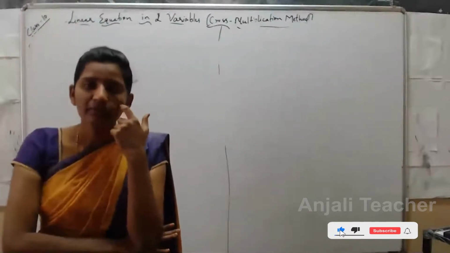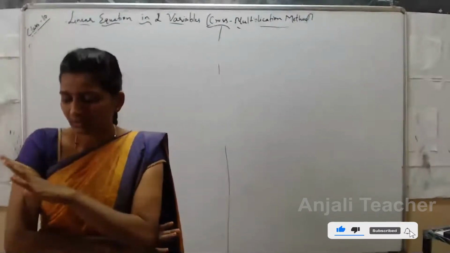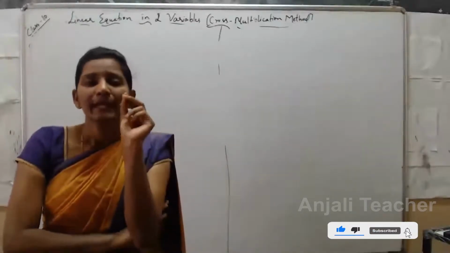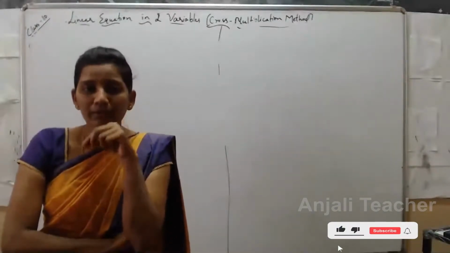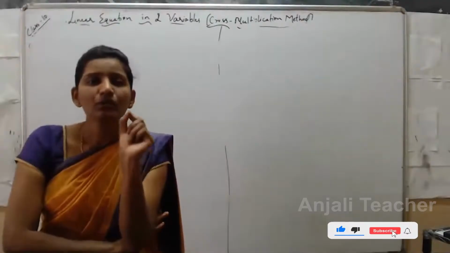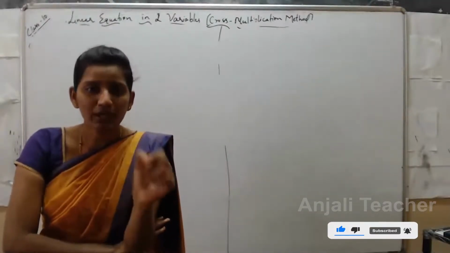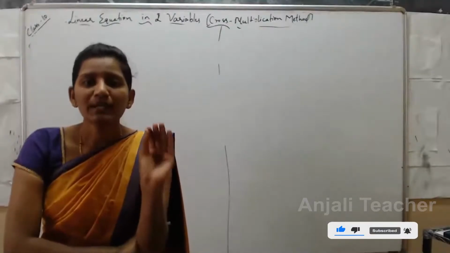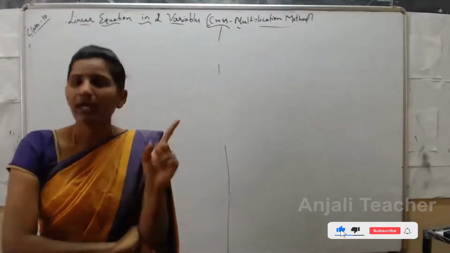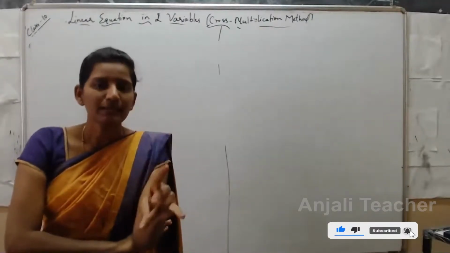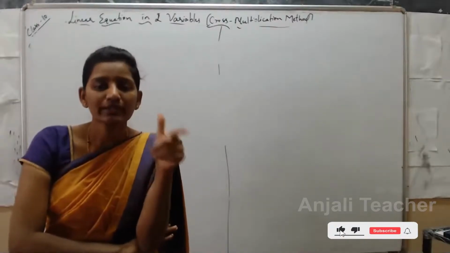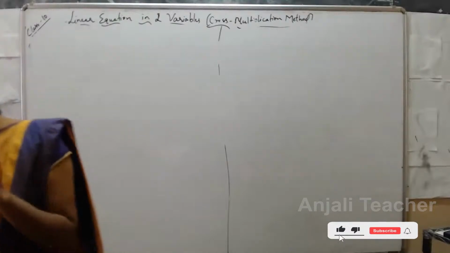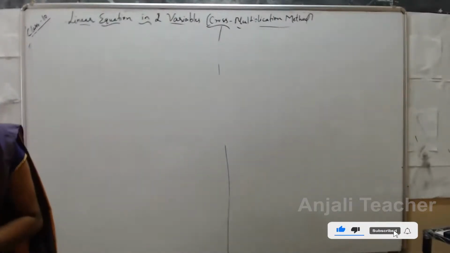Means b1 by b2 is not equal to c1 by c2. If they have unique solutions, means a1 by a2 is not equal to b1 by b2, then only you have to find the solutions of x and y by using the cross multiplication method. So far we have done the substitution method and elimination method. Now we are going to solve x and y by using the cross multiplication method. Okay. Next. First question.